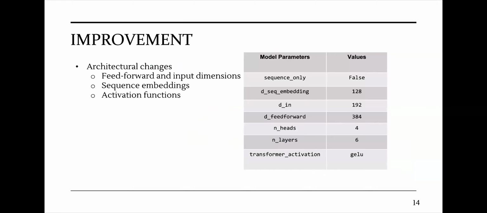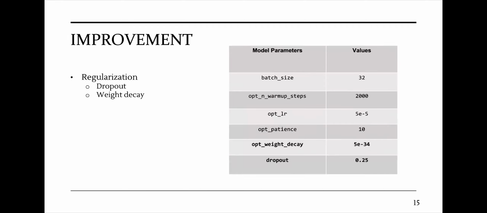The third stage focused on improving the model's robustness and performance through architectural refinements, regularization, and hyperparameter tuning. The architecture was refined by reducing the feed-forward and input dimensions for efficiency. The model's sequence embeddings dimensions were increased to capture richer amino acid relationships. The activation function was changed from ReLU to GeLU as it performs better in transformers and allows for a smoother gradient. The tables in this slide and the next slide are the values that were chosen for the improved model.